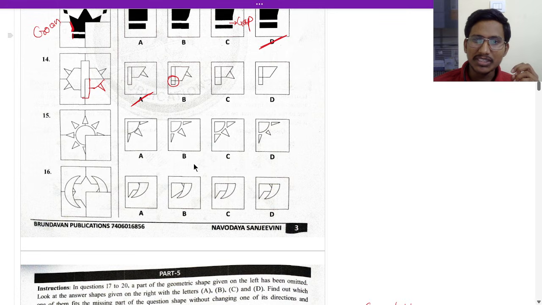That is option B. Option B will be the answer, right? Yes, option B will be the answer here. Why not A? It is a little close, it is a little close, so that is why not A.